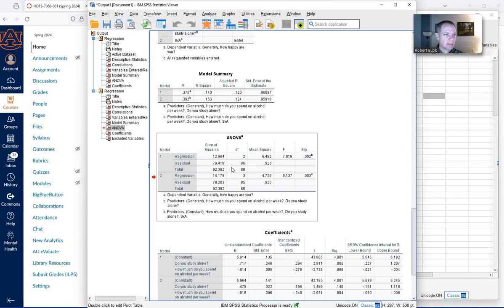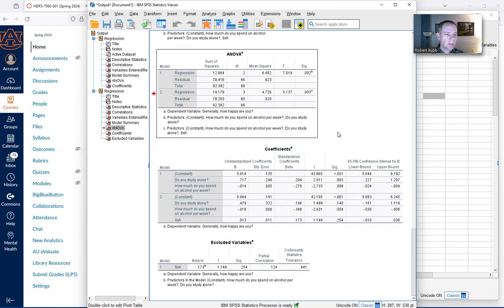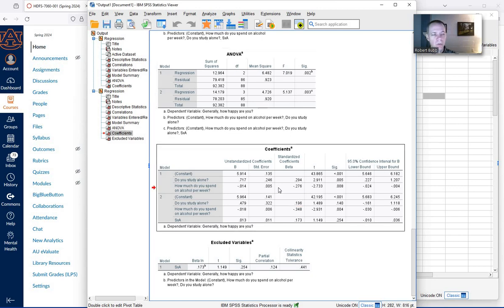All right, this is exactly the same as it was in our last output, just the two predictors, studying alone or not, and also alcohol spending. The second model has that interaction term in it. And so looking overall, is that second model significant? It looks like it is, right, 0.003. So what we want to do now is go down to our coefficients box. We want to look at those different predictors and the interaction and see how they're relating to happiness scores.